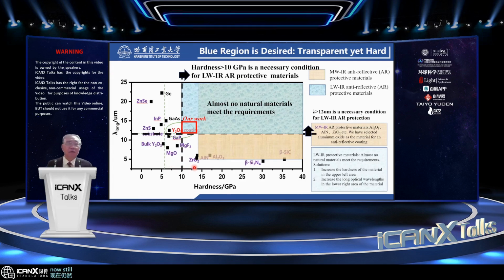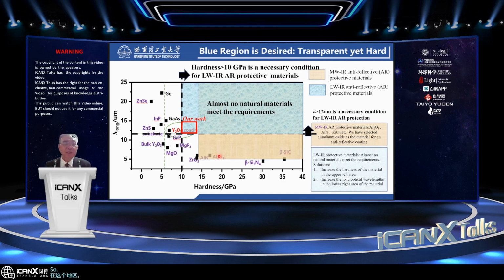Now still take a look at this same figure. I highlighted that bulk yttrium oxide is here, and the coating is here. And recently we have moved this property box to this area. What we want eventually is this blue region. The blue region is desired, which is transparent yet hard. We want to move the material or create material into this region. Currently, there are almost no natural materials in this area.